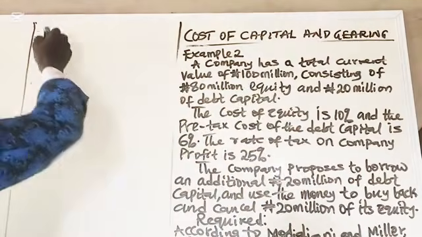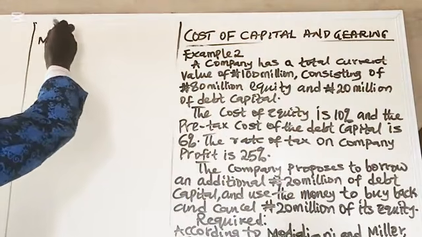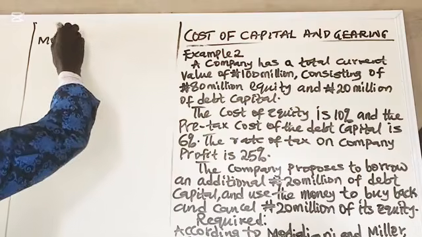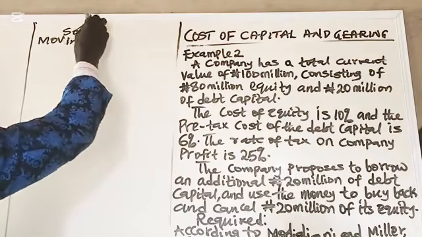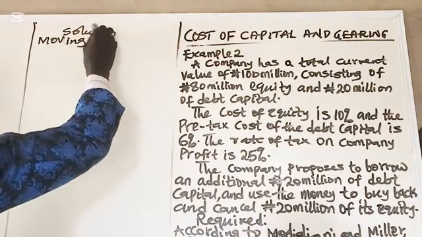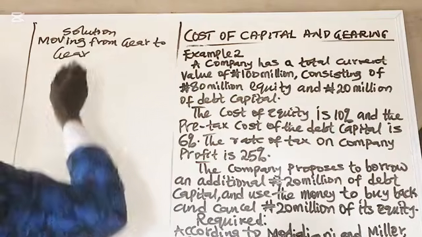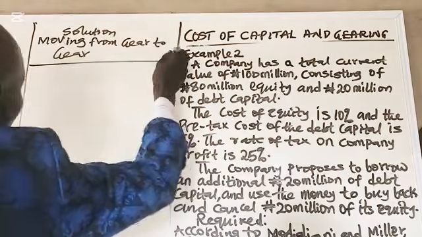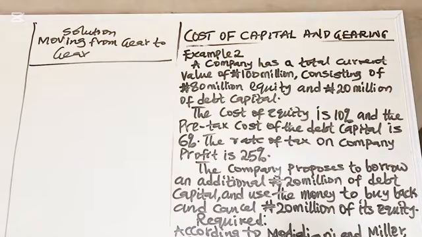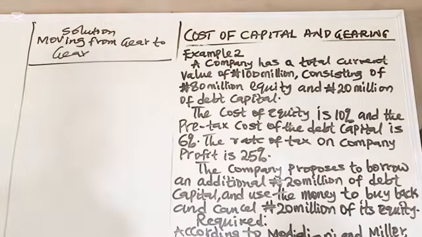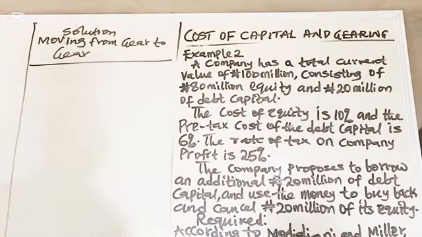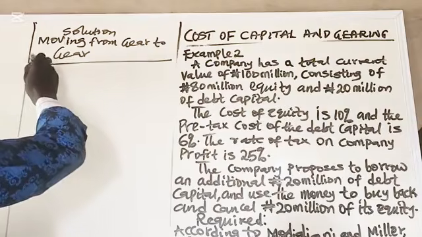So that means the company is moving from gear to gear. It's different from the first example in which the company was moving from ungear to gear. But in this case, it was formerly geared. Then you now want to move from gear to gear. And when you are moving from gear to another level of gearing, you have to ungear the company first. Remember, according to M&M Proposition 1, we said value of geared company.